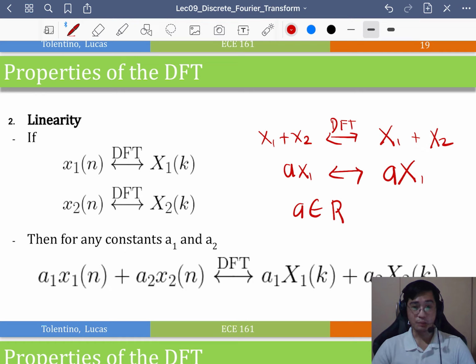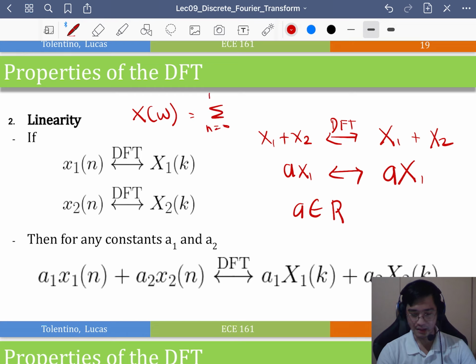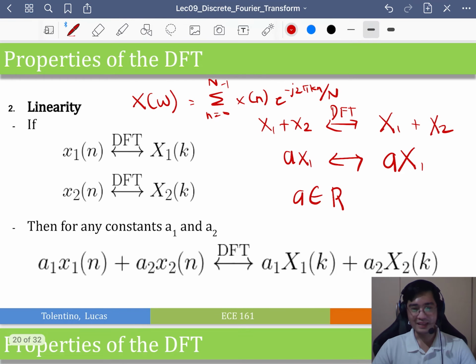So this is like superposition. This applies also to the discrete Fourier transform. I will not prove this anymore, but basically, because of this equation, sum from n equals 0 to N minus 1 of x of n e to the minus j 2 pi k n over N, this equation follows linearity. The proving is left as an exercise.